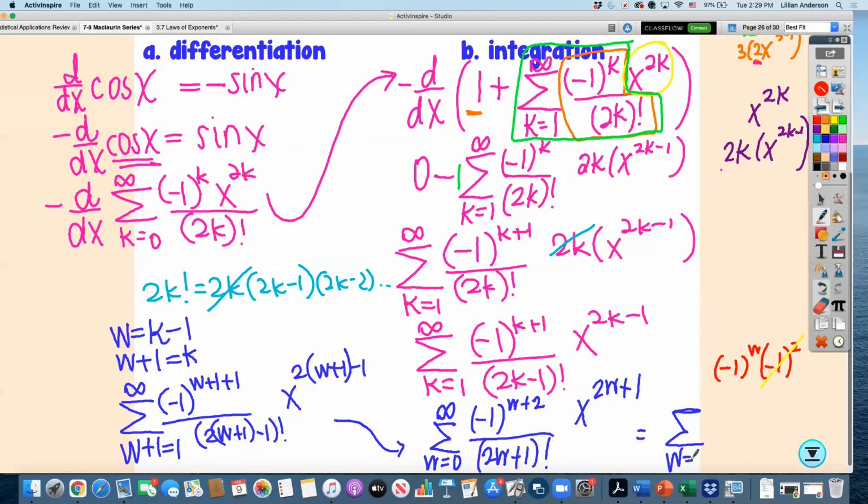We use differentiation and the Maclaurin series for cosine to prove sine. How does this apply to using derivatives with other Maclaurin series?